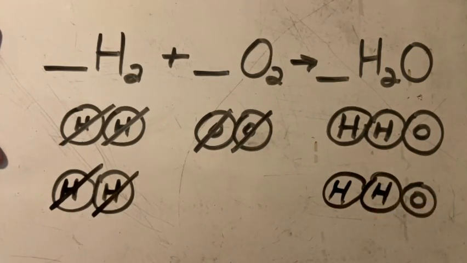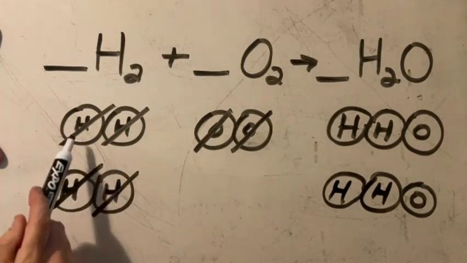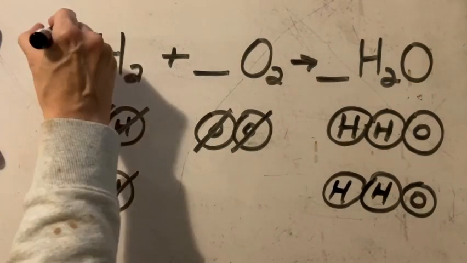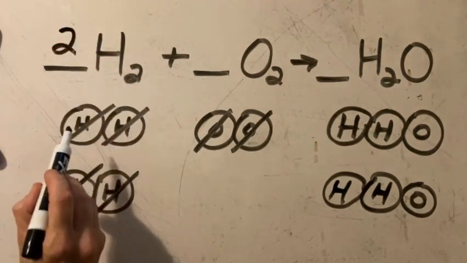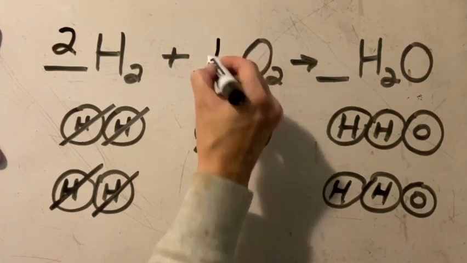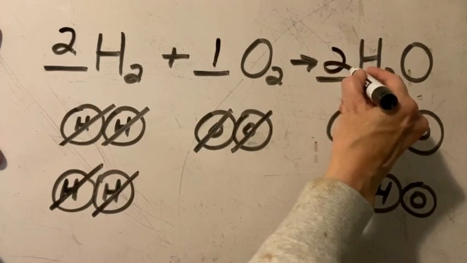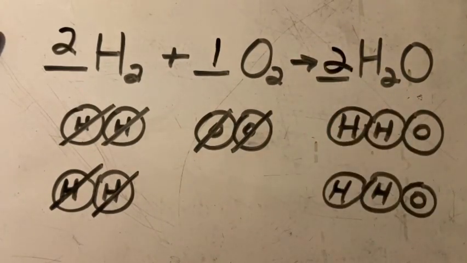And we summarize this reaction by using the coefficients. How many moles of hydrogen did we use? 2 moles, 2 sets of hydrogen, 1, 2, reacts with 1 set of oxygen to produce 2 sets of water. This is the balanced chemical reaction.